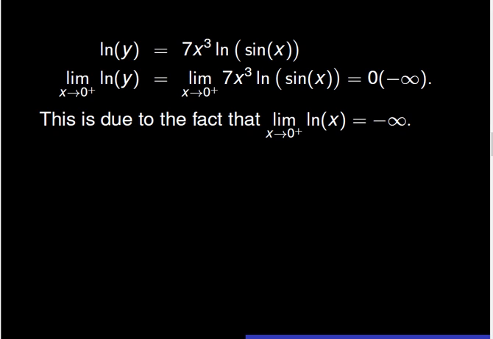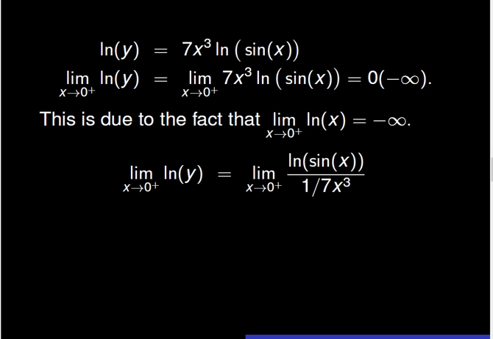This is due to the fact that the limit as x goes to 0 of the logarithm of x is negative infinity. See that, in order to apply L'Hospital's rule, we first have to rewrite the logarithm of y as a quotient. And then, take the limit as x goes to 0 plus of the derivative of the numerator over the derivative of the denominator.